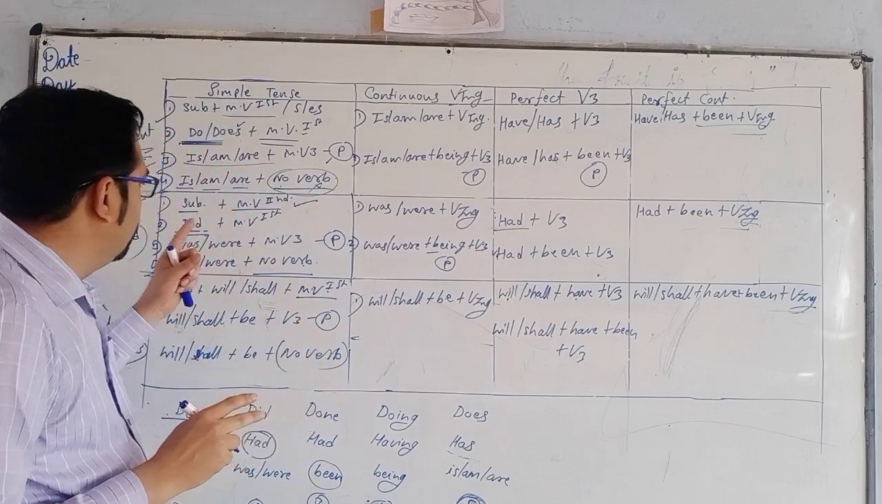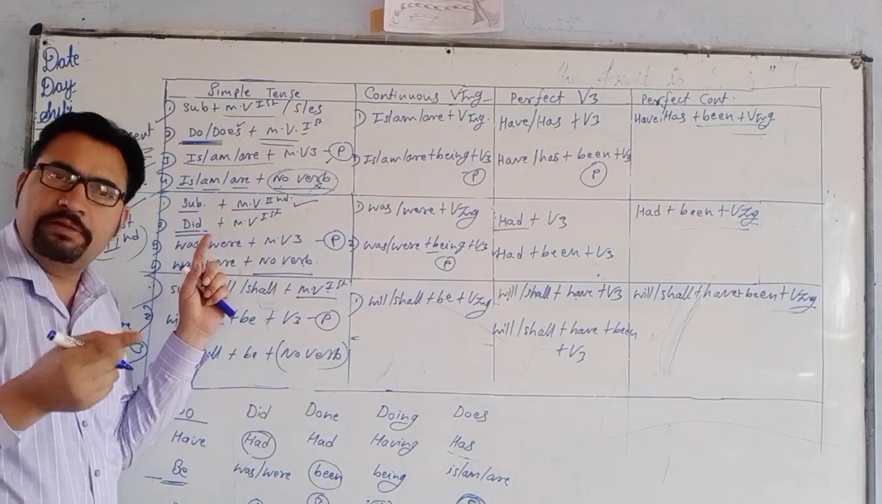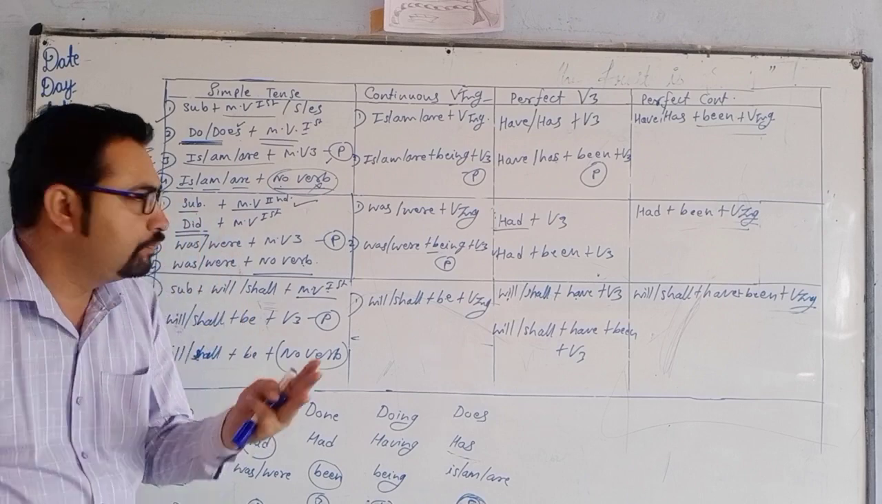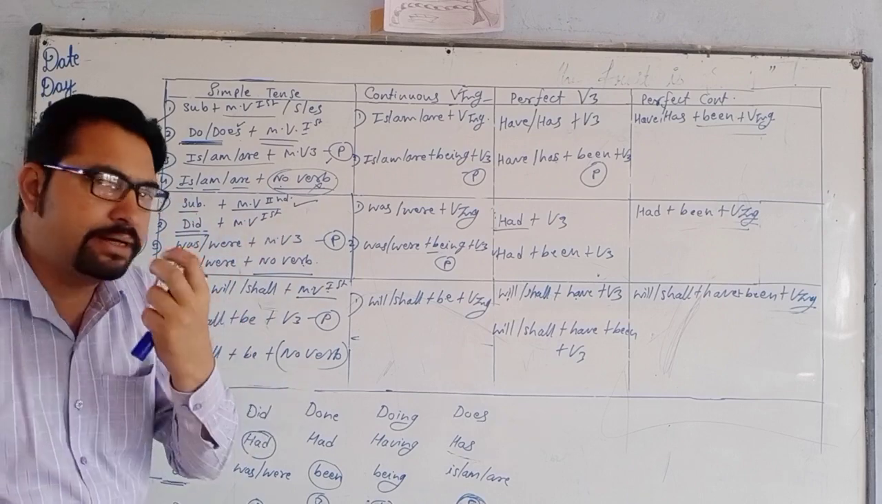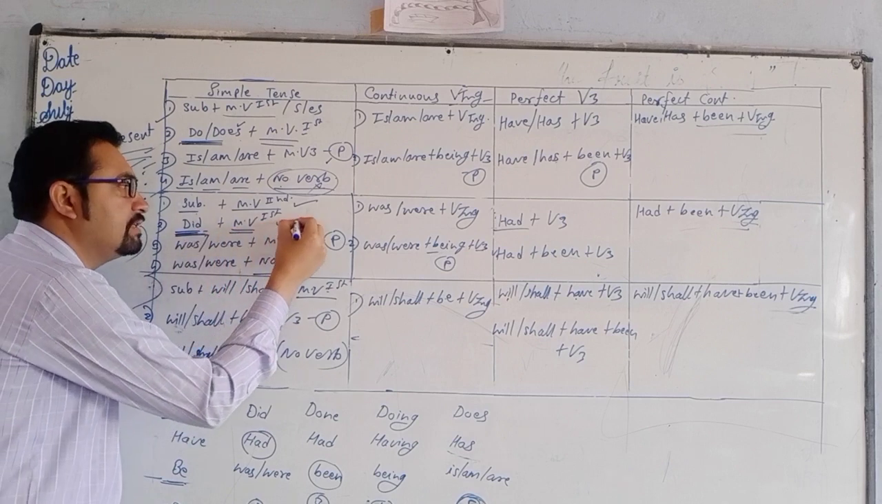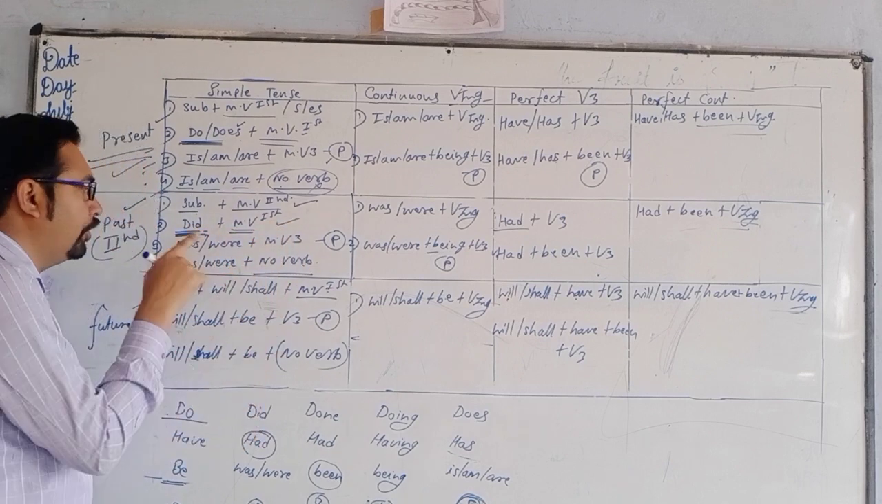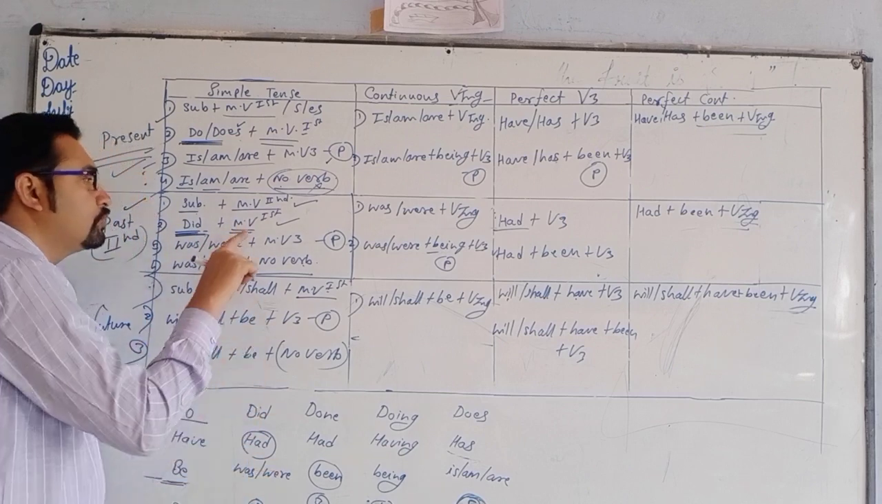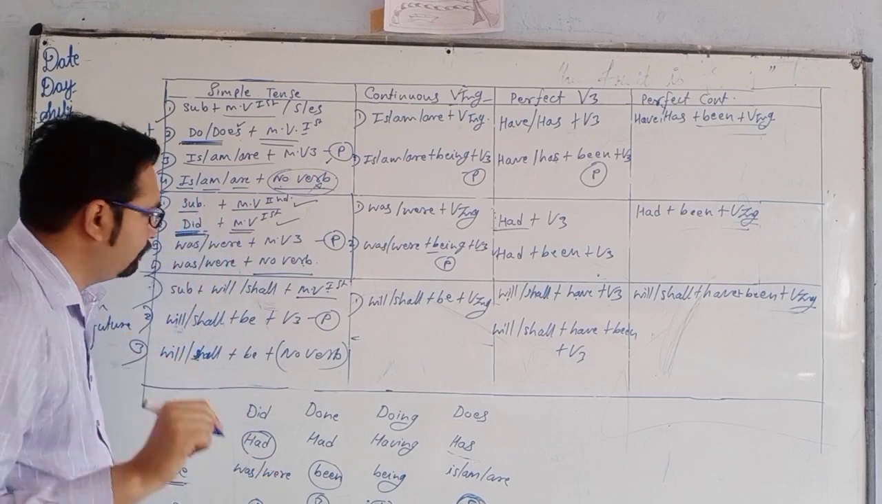Okay? If the main verb is in the second form, then another could be in the first form or in the third form. Both conditions are here. Just understand. After did, the main verb must change to the first form. Why? As I told you, two second forms could never be together. That's why the second verb would be in the first form.